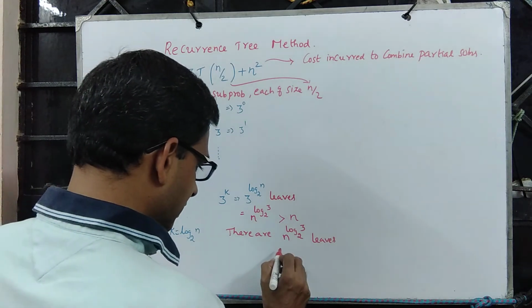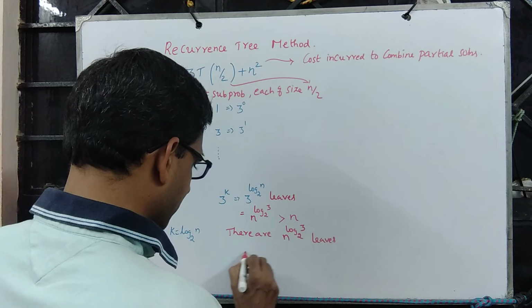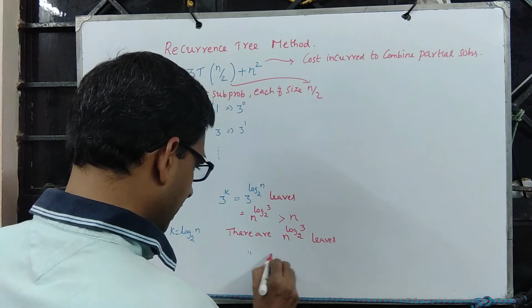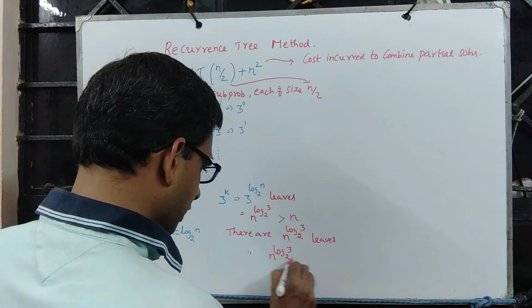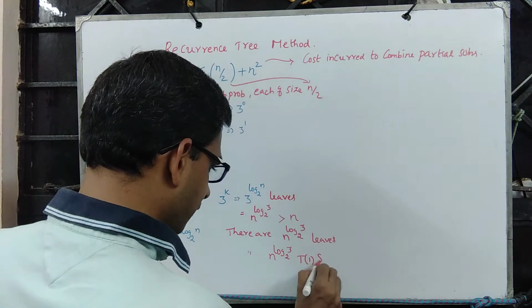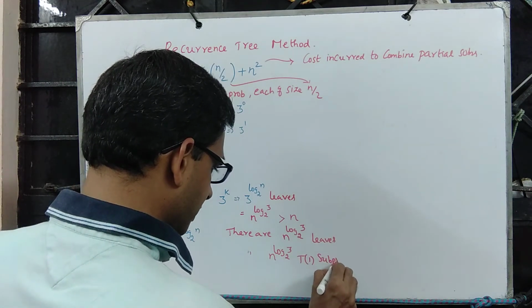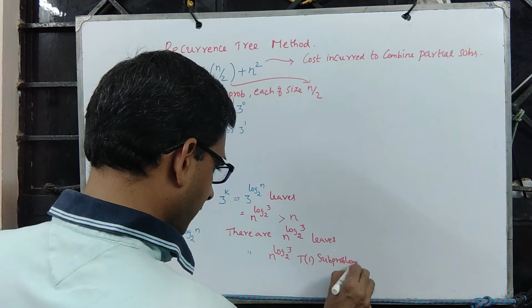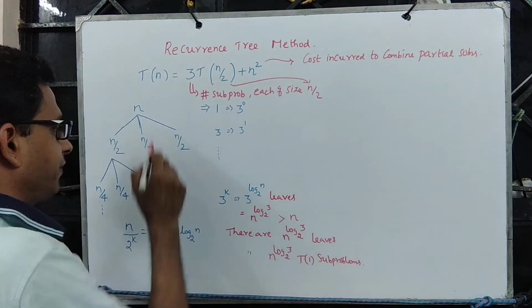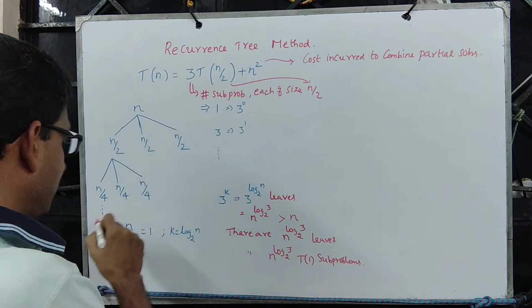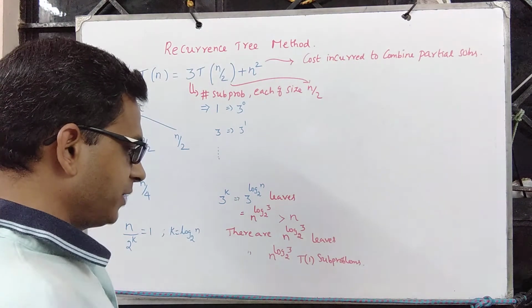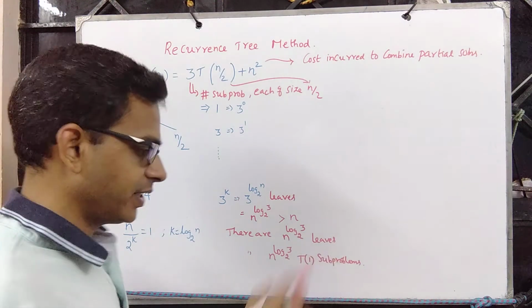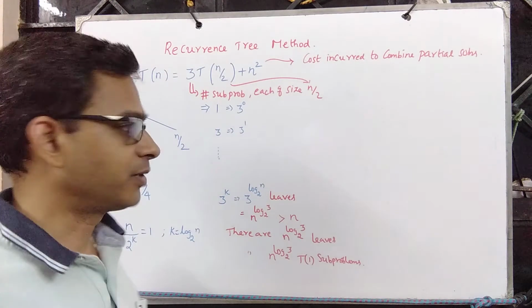Another perspective is that there are this many T of 1 subproblems. So there are n power log 3 base 2 T of 1 subproblems. Correct? So we keep reducing this. When it becomes 1, 1, 1, we stop our procedure, which means that many leaves are there, or that many T of 1 subproblems are there.